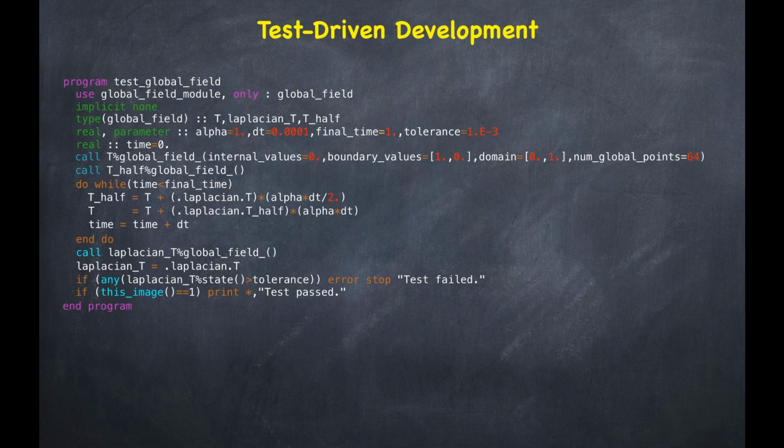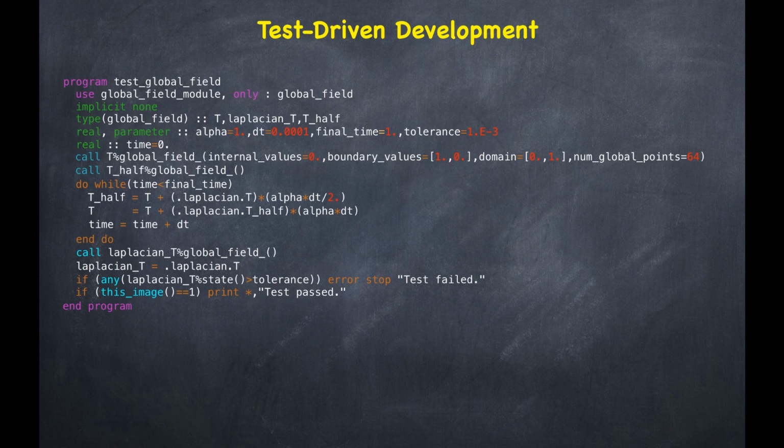The procedure calls in this test will drive our implementation of the global field and local field types. The differing arguments for the 2 calls to the generic name global_field suggest that we'll write 2 procedures to construct global fields, one that requires arguments and one that doesn't. The assignments to T_half and T suggest that we need to bind a Laplacian operator to the global field type. The Laplacian's result will be a local field, as mentioned in the previous video.